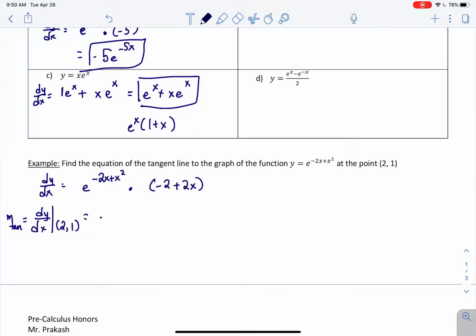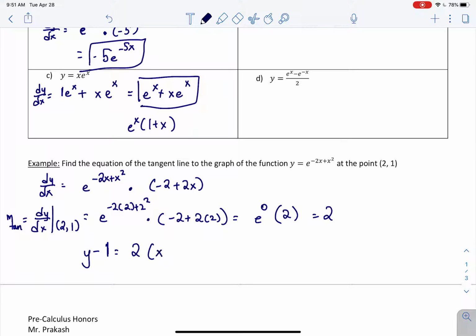And so this would be e to the negative 2 times 2 plus 2 squared, times negative 2 plus 2 times 2, which is e to the negative 4 plus 4, which is e to the 0, times 2 times 2 is 4, minus 2 is 2, so the slope is just 2. And I go y minus y1 equals slope times x minus x1. And I get the equation of the tangent line.